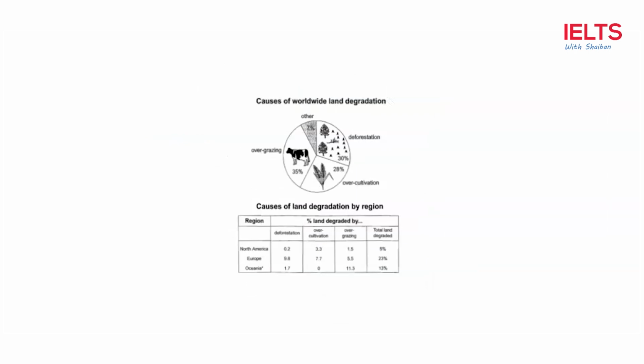The second type of multigraphs, as you can see here, has different graphs. I mean by different, as you can see in front of you, we have a pie chart here. This is a pie chart. Then we have a table. There are different ways to answer such a question. Again, as usual, you have to rephrase the question.